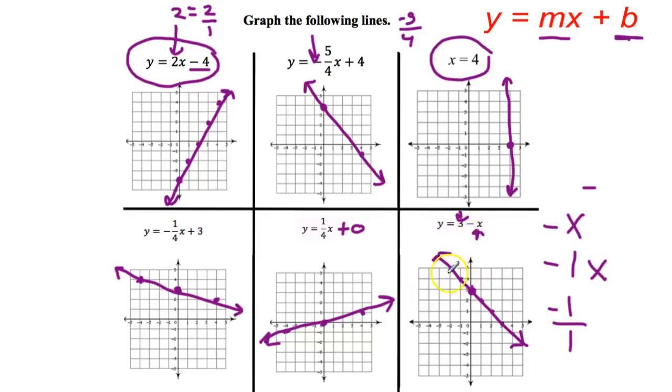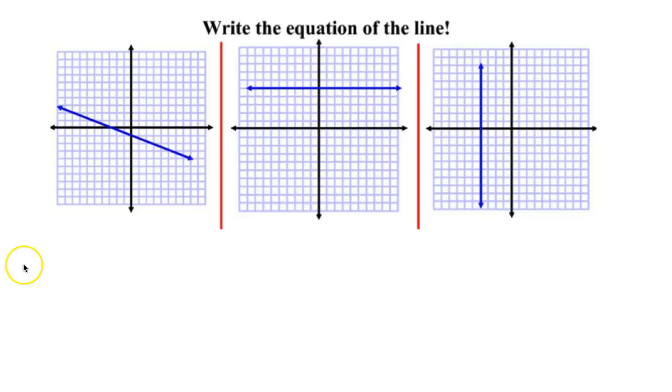I can double check. This slope is negative, so this line is negative, it's going downhill. This slope is positive, it's going up. This line's negative, it's going down. Alright, that looks good to me. This time, instead of me giving you the equation and making the line, we're going to do the opposite. The line is already there, and we're going to find the equation.